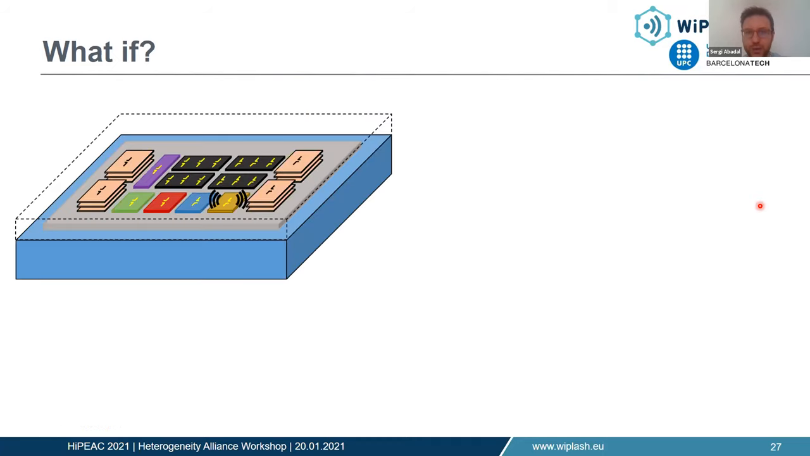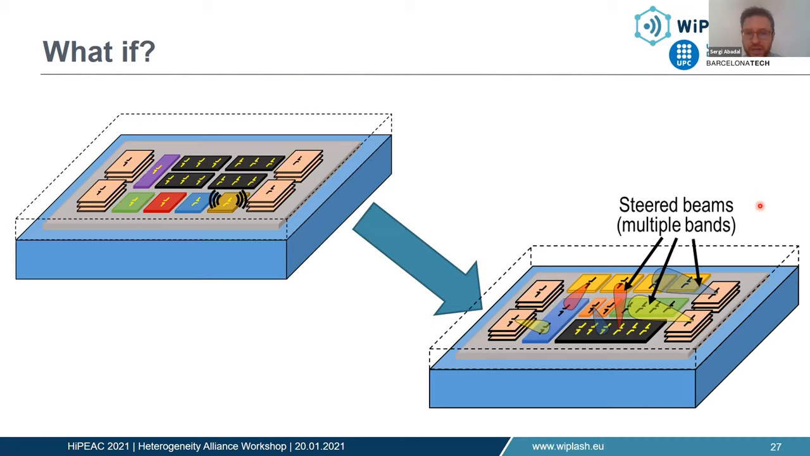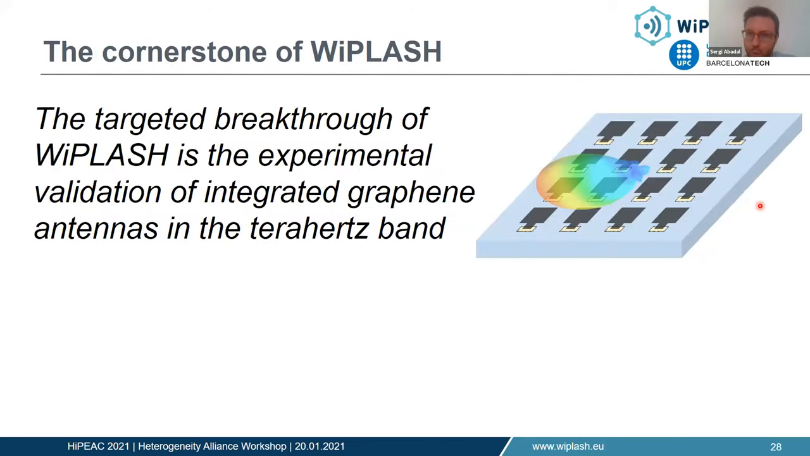And what if I told you that these antennas, instead of just being broadcast, you can reconfigure them in a way that you can have multiple parallel channels that you can also reconfigure? You can have directive beams that go to the receiver that you actually want, and you can change that over time. That's what Wiplus is proposing. How are we going to do that?